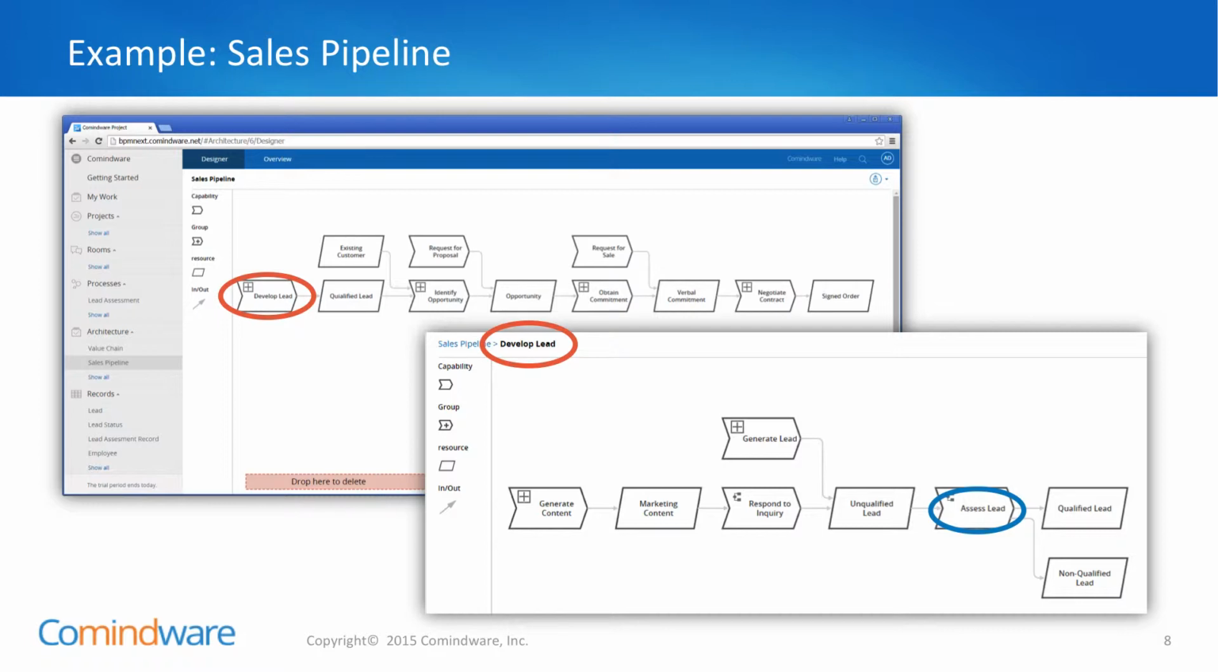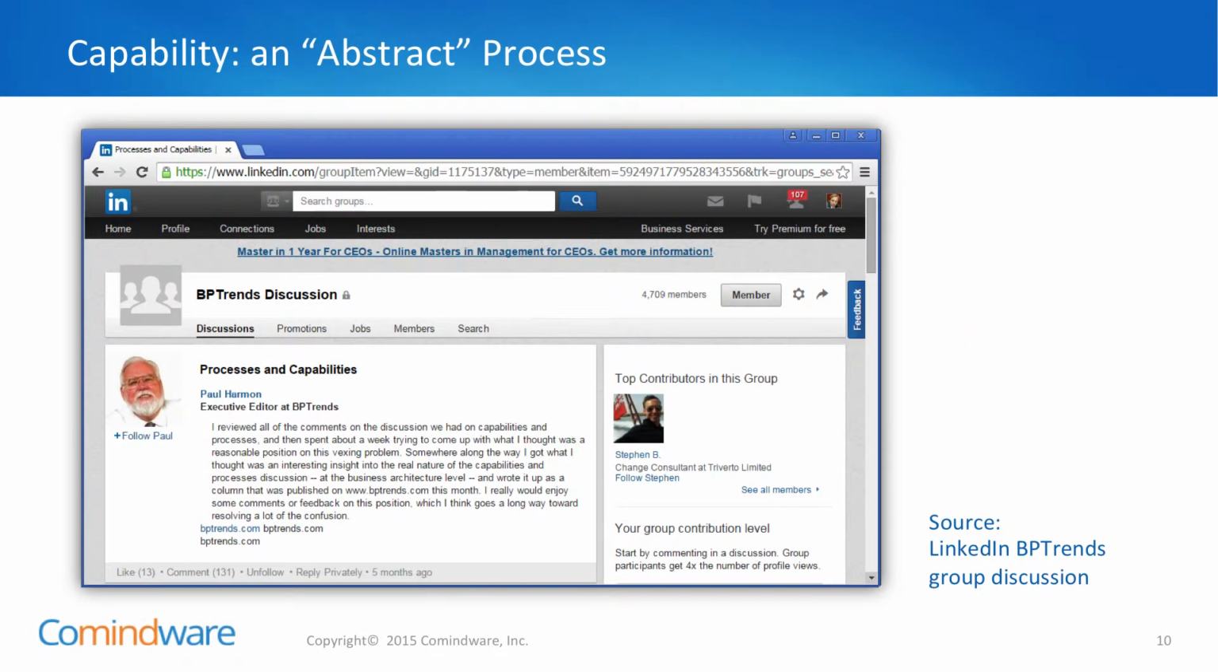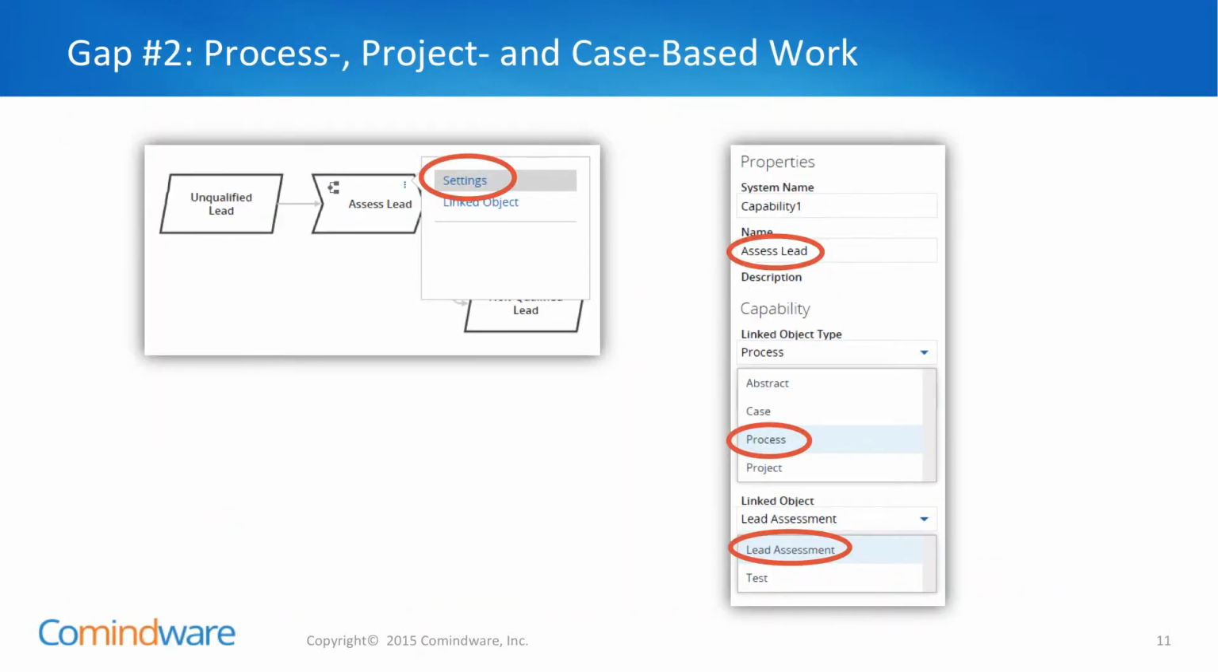Here is an example of a sales pipeline process. We can see capability groups and resources here. Capability groups can be navigated up and down to the BPMN diagram. But a BPMN process is not the only way to implement a given capability. We also support projects and cases. There was a pretty big discussion recently in the BP Trends LinkedIn group, and Paul Harmon proposed to view a capability as an abstract process, a name without internals. And this is basically what we did.